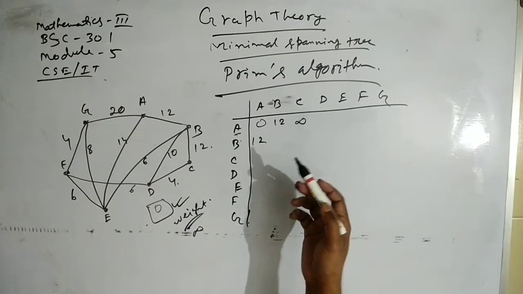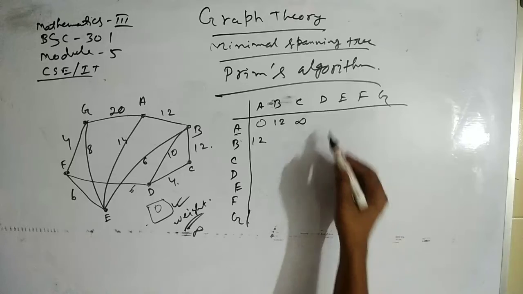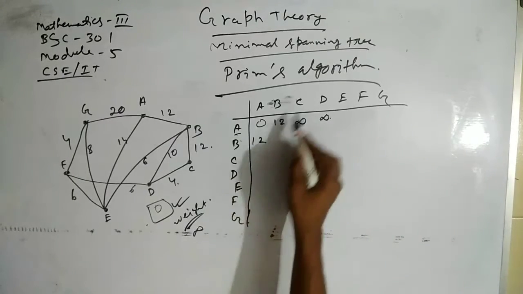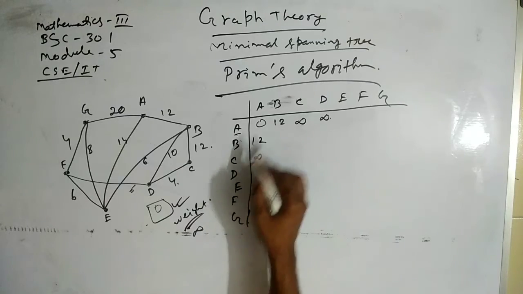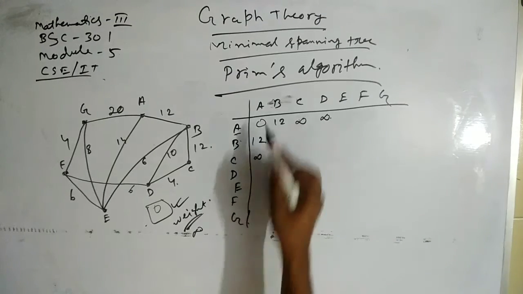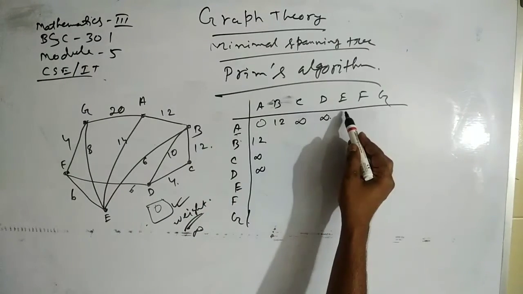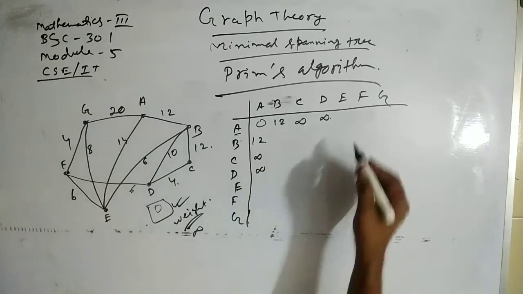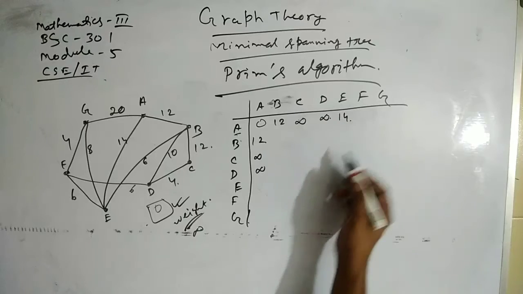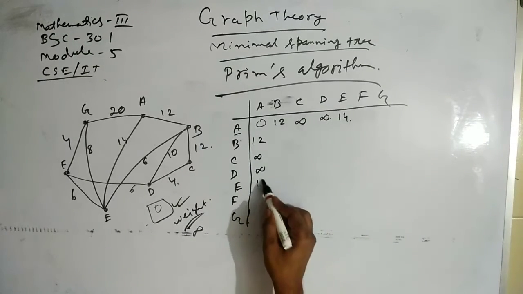Now what is A to D? A to D, no edge, so there will be infinite. So C to A will also be infinite. A to C infinite means C to A infinite. A to D infinite means D to A infinite. Now A to E there is an edge with weight 14, so here will be 14. So E to A will be 14.